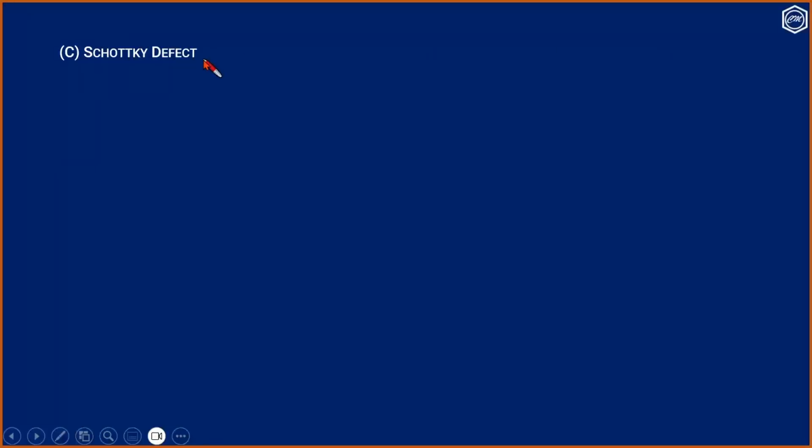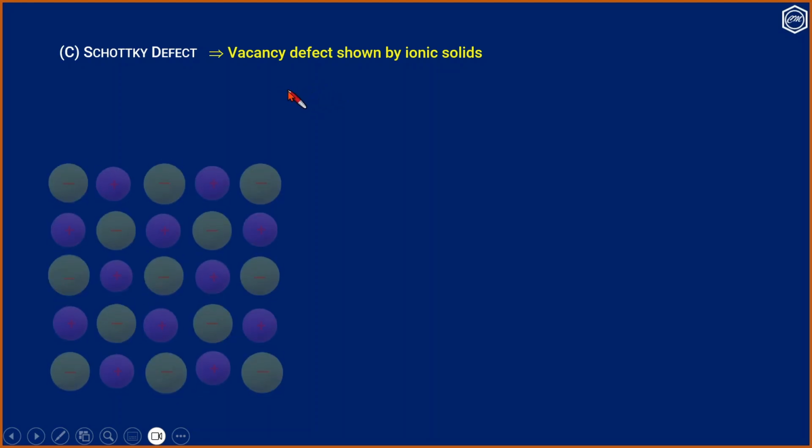Vacancy defects that occur in ionic compounds are Schottky defect and Frenkel defect. And let us see what is meant by Schottky defect. So it is a vacancy defect shown by ionic solids. It is a stoichiometric defect.